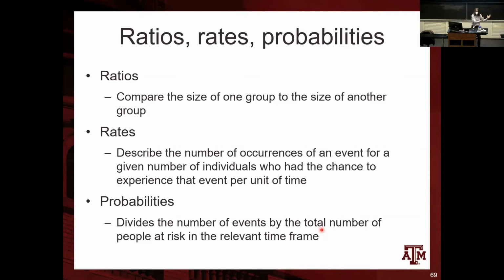For probability, we are actually not taking time into account. I just want to know the population at the beginning of the period that was exposed to that risk, right? So now let me give you some examples of ratios and rates.